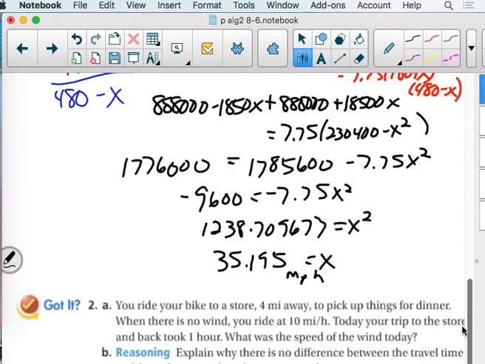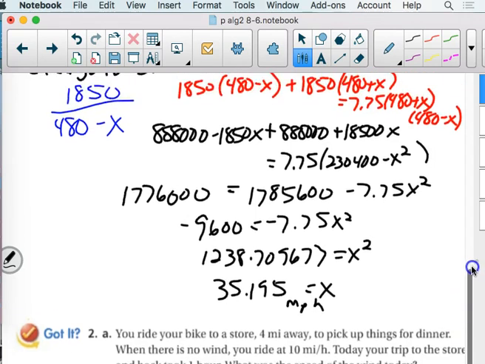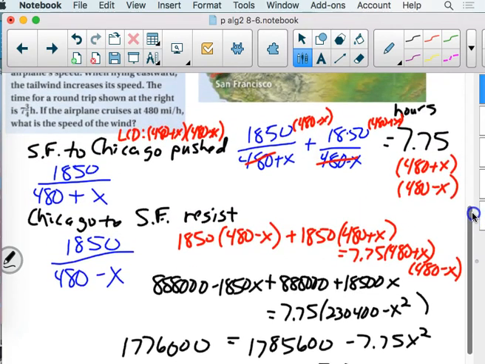Now if that were our answer, big sigh of relief at this point. Did they want to know how fast the wind was going? Good. Now most of the time that's not what they're really going to care about. What they're going to care about is how fast are they going. So how can we tell them how fast they're going? Would that be difficult at this point? No, we're just going to put them in. Say, well, we'll go 480 plus 35.195, and this would be 480 minus 35.195.